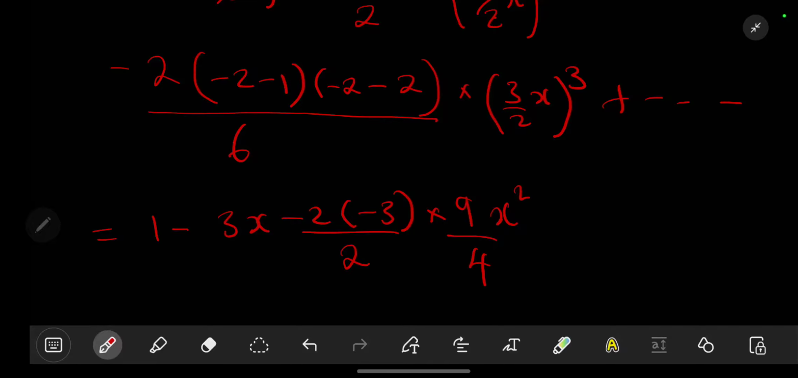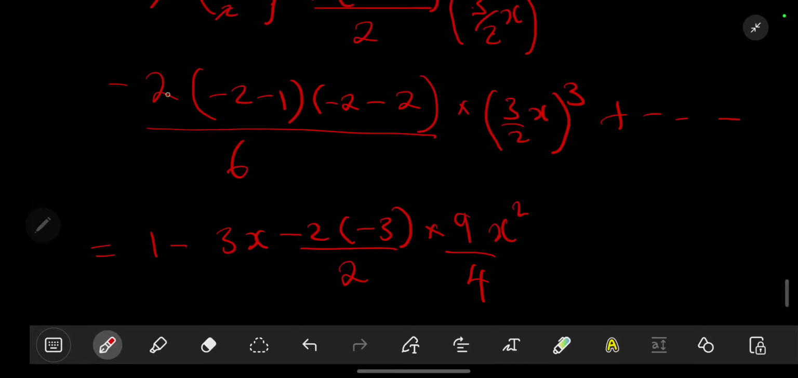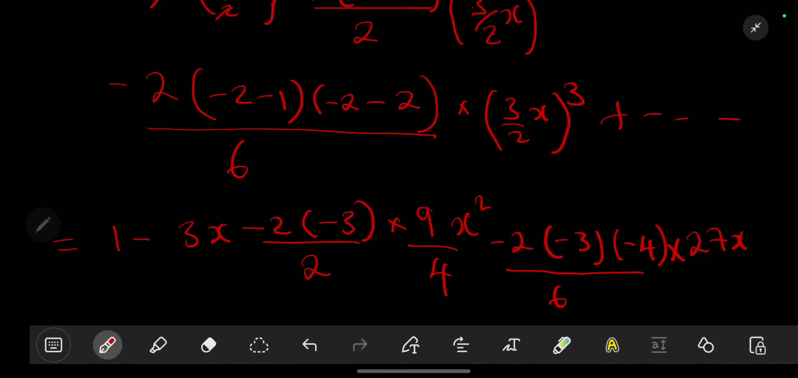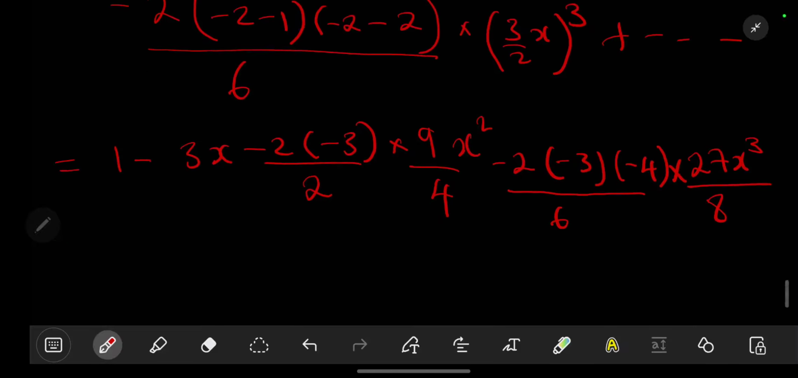Then last but not the least, let's work out with this. So we have -2, open brackets, -2 minus 1, that's -3. This -2 minus 2, that will be -4. Then we have over our 6 like that. Then we have times 3 to the power 3, that will be 27, x to the power of 3, over 2 to the power 3, that will be equal to 8. Then we are going to add plus dots.